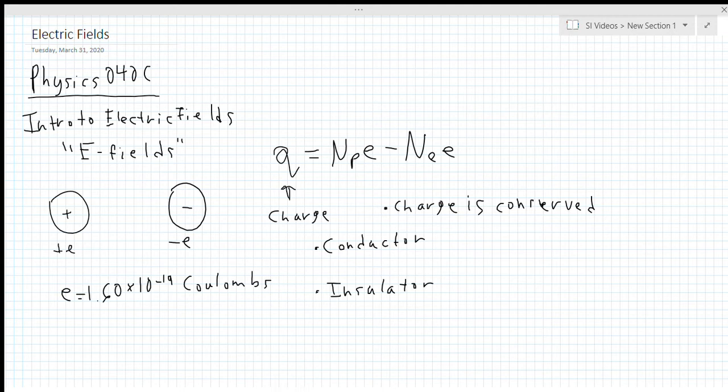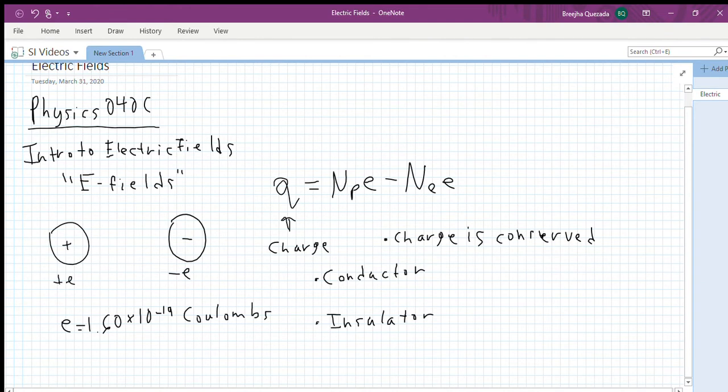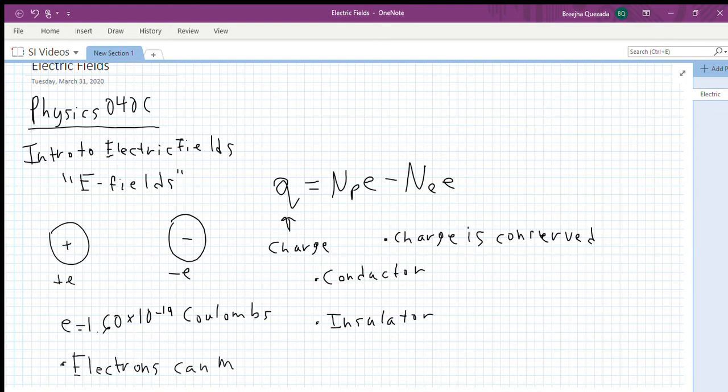I think at this point it's important to note, I'm actually going to put it down here in real big letters, that in objects, electrons can move and protons cannot move. I think most of us are already familiar with this.